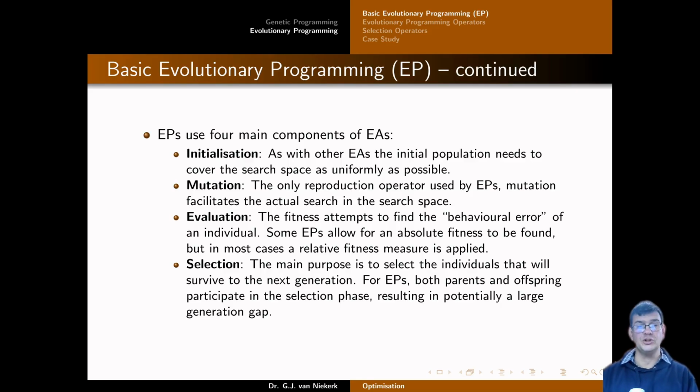And then, of course, the selection operator. The main purpose of this is to select which individuals survive to the next generation. Now, for EP, both the parents and the offspring participate in the selection phase. So there's no selection operator to select the parent that's going to be used in the mutation operator. There is a copy that's made of each parent, as you'll see in the next few slides. But of course, then you end up with both parents and offspring. And from this, you select the next generation.